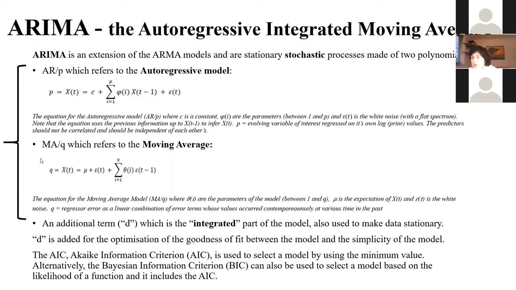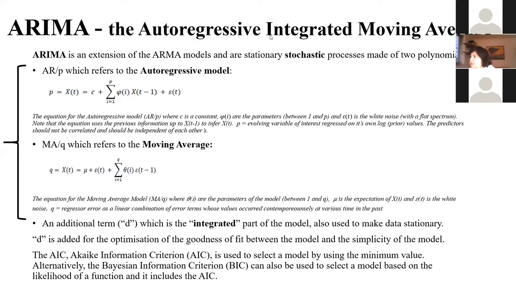The second polynomial is the moving average and is q. And again, q depends on the expectation of X_t, the white noise, and the parameters of the regressor theta i from 1 to q. q is a regressor of a linear combination of error terms whose values occurred contemporaneously at previous times in the past.